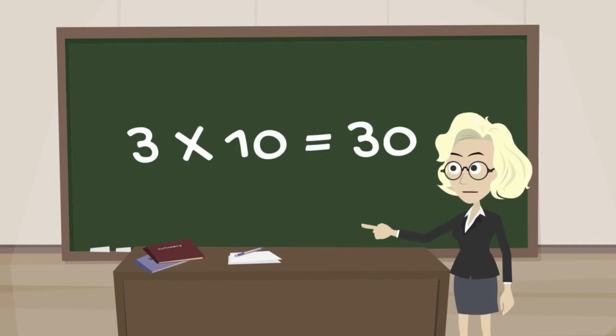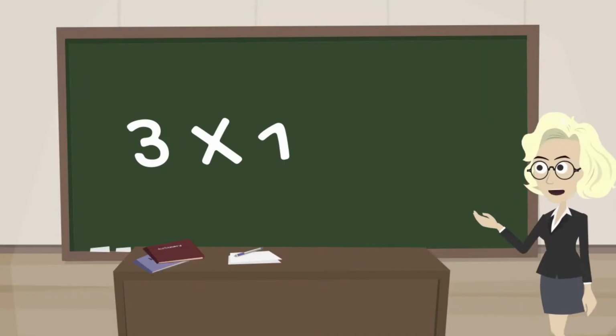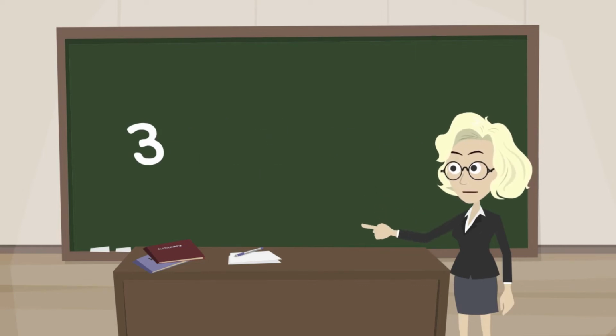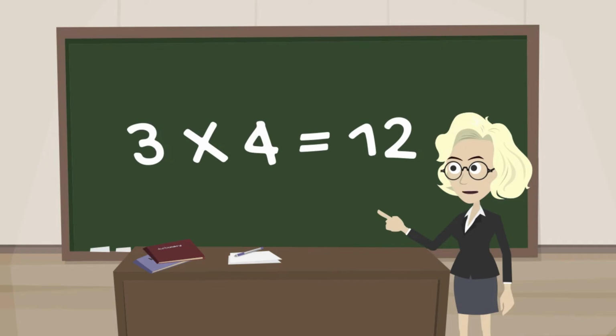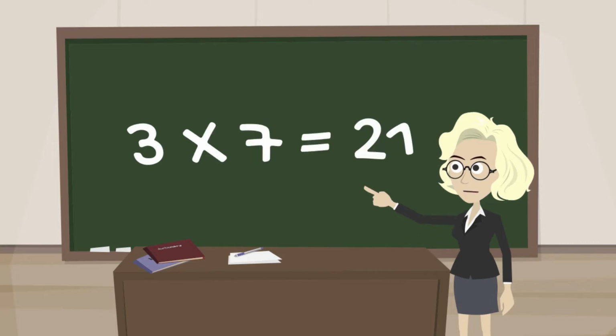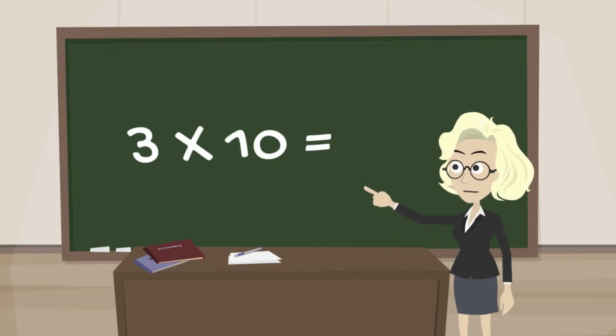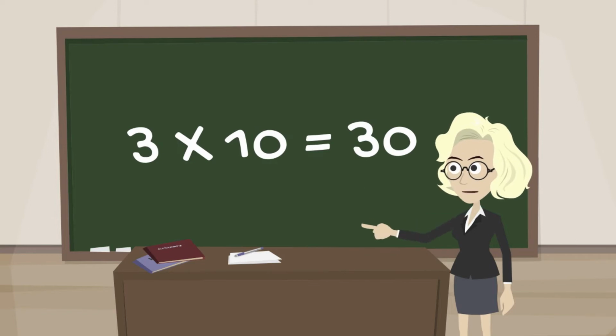3 tens are 30. Once more time. 3 ones are 3. 3 twos are 6. 3 threes are 9. 3 fours are 12. 3 fives are 15. 3 sixes are 18. 3 sevens are 21. 3 eights are 24. 3 nines are 27. 3 tens are 30.